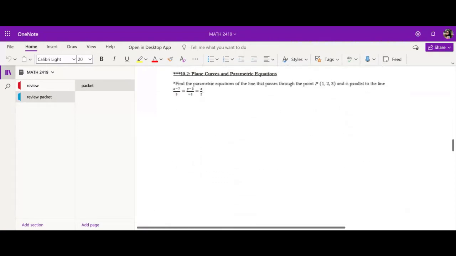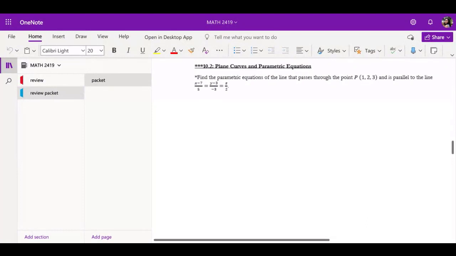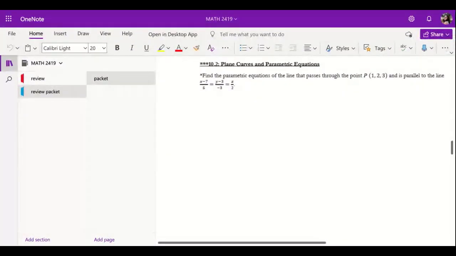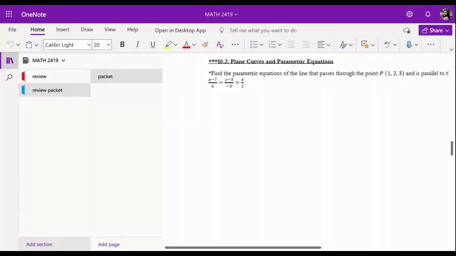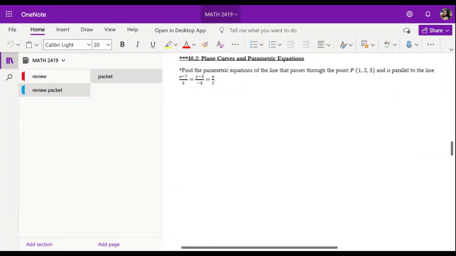So parametrics, let's start with this one. Okay, so this question says, find parametric equations. Are you guys all still able to see my screen? Okay, I think so. Yes. Okay, perfect. So this question says, find the parametric equations of the line that passes through point P and is parallel to the line that is given here. So what do you guys think would be our first step?